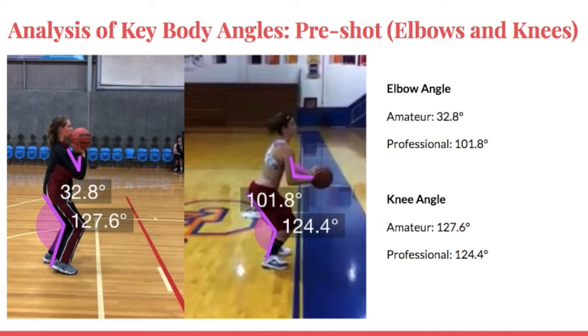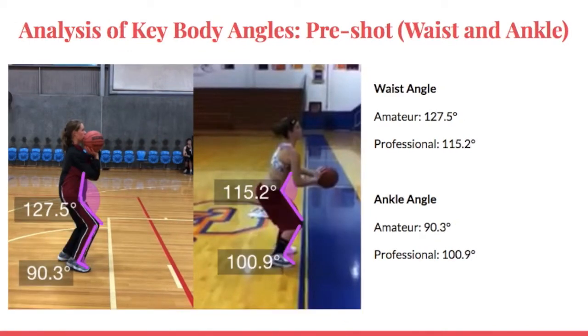The knees also need to be slightly bent in order for enough power to be put behind the ball. NBA player Stephen Curry has a pre-shot knee angle of 130.7 degrees and has an average success rate of 90% in his free throws. In this situation, both the professional and the amateur were very close to this optimum angle.